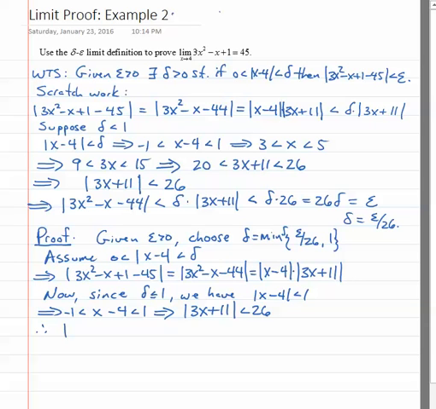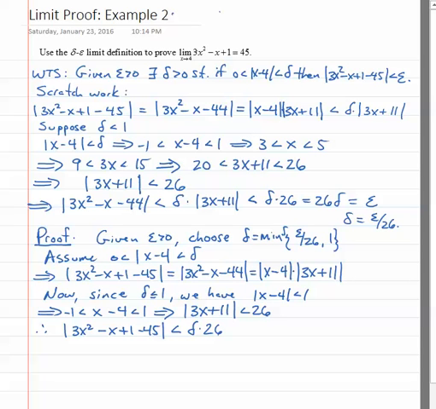Therefore, the absolute value of 3x squared minus x plus 1 minus 45 is less than, well, going back up to the third line of the proof, at the end of the line, we had our f of x minus L factored into the absolute value of x minus 4 times the absolute value of 3x plus 11. We know by assumption the absolute value of x minus 4 is less than delta, and by what we just proved in the lines above, the absolute value of 3x plus 11 is less than 26.